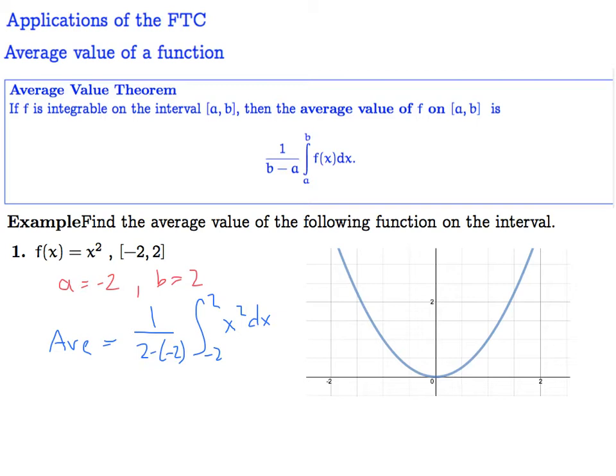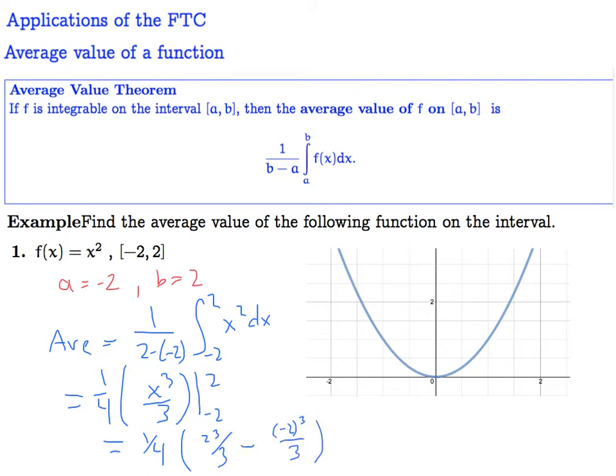And if we work through this, we're going to get 1/4, and then by the fundamental theorem of calculus, we can put an antiderivative in here, x cubed over 3 by the power rule, and we need to evaluate this at -2 and 2. So we're going to get 1/4 times 2 cubed over 3 minus -2 cubed over 3, which, if we run through all the arithmetic, is going to give us 4/3.